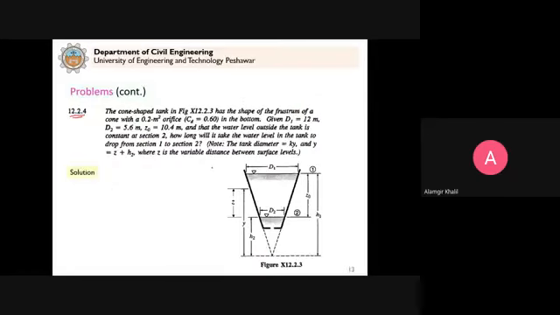Now we have a variable tank. In this case, the discharge is occurring through an orifice. This is the orifice at the bottom of this tank. So now in this case we have a cone shaped tank. Now the AS is variable. Now it is not constant. You will see that it is now variable.